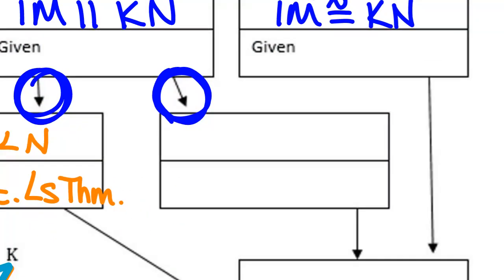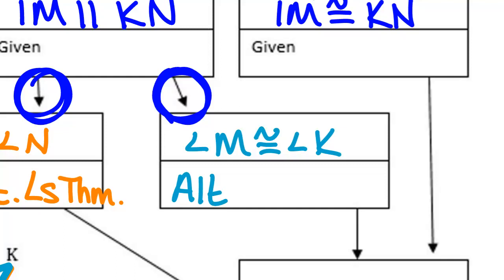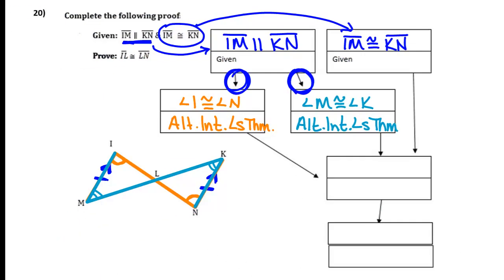So angle M is congruent to angle K for the same reason. Those are alternate interior angles. So I'm using the alternate interior angles theorem.